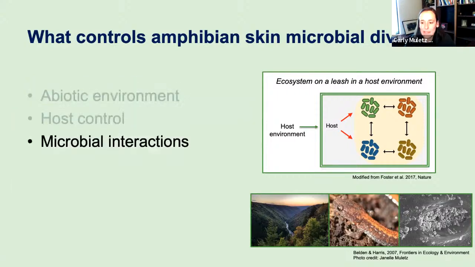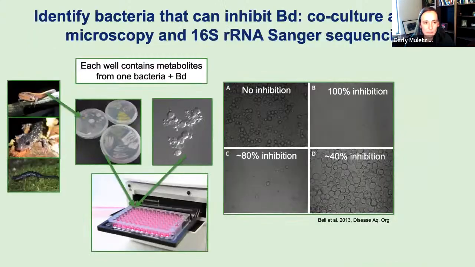Okay, last but not least is microbial interactions. And the first thing that I want to focus on is these bacteria that are known to kill BD in culture. So the bad guy, the pathogen. We want to know, what are these bacteria, right? They have some function that we're interested in.